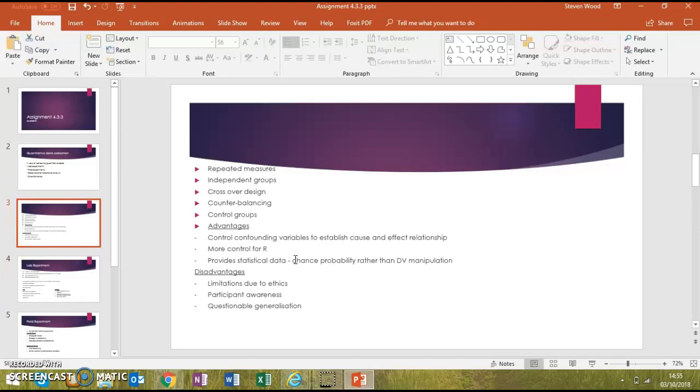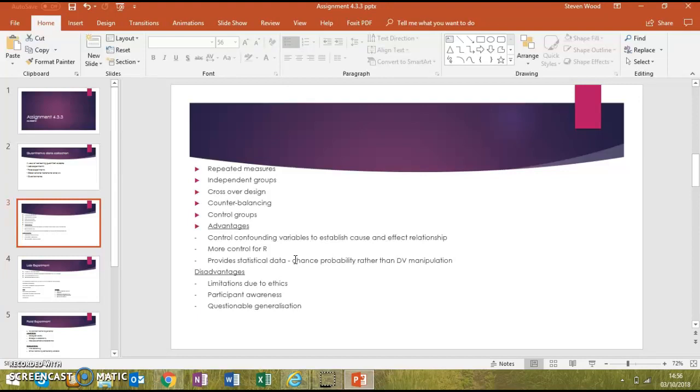Counterbalancing is where you change the order that you do, for example, the testing, or if you have a specific intervention during the experiment, you change the order in which the groups receive the intervention. And control groups is the group that's tested against the experimental group, but they have different conditions of the experiment to what the experimental group has. So for example, if the experimental group has an intervention throughout the experiment, the control group wouldn't have that, just so they can compare and see if the intervention made a difference.